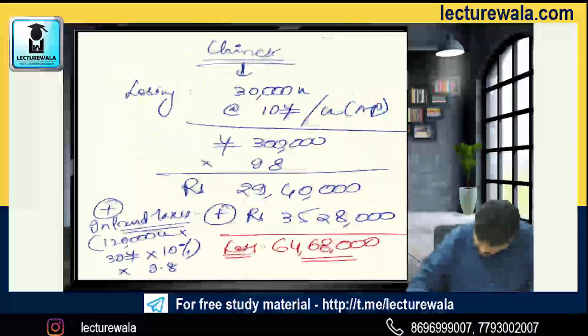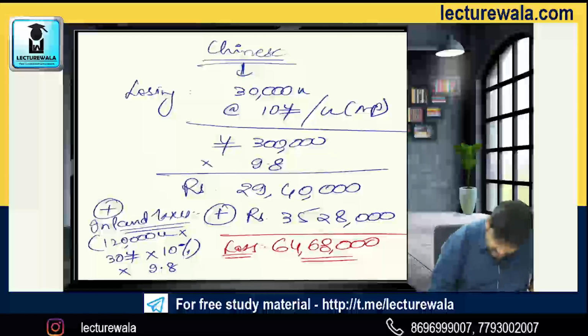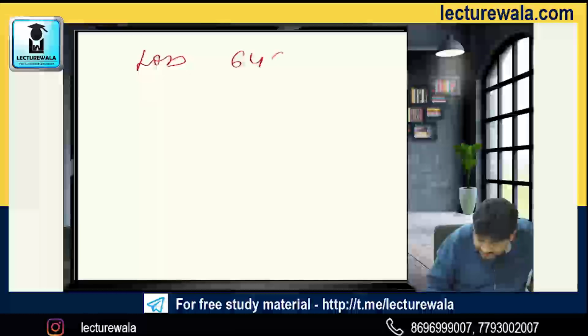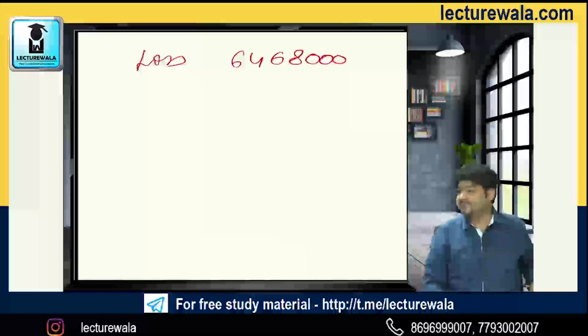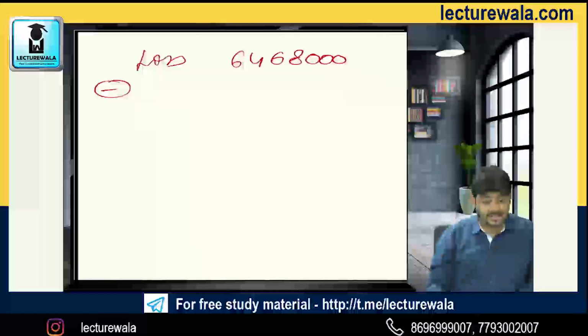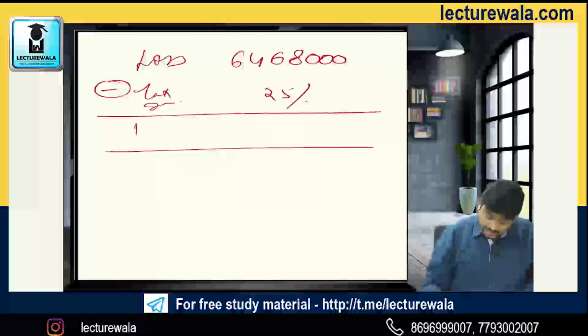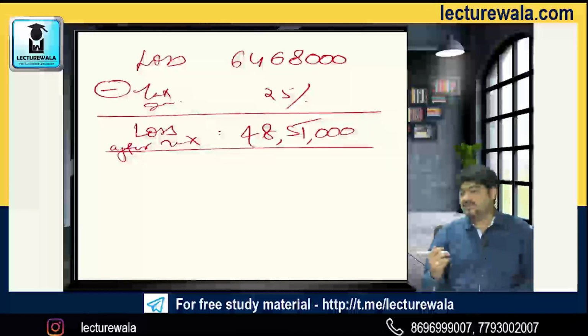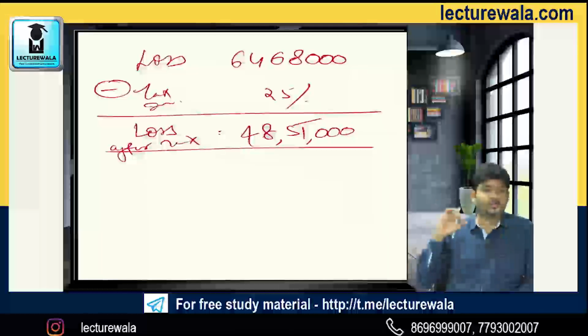Right. So here also, if there is a loss of 64,68,000, we will save some tax benefit on this. How much? This is China. So China's corporate tax rate is 25%. So your loss after tax is how much? 48 lakh 51,000. Now if you wouldn't have considered this benefit of taxation, you would have dismissed the opportunity and it would have been wrong.